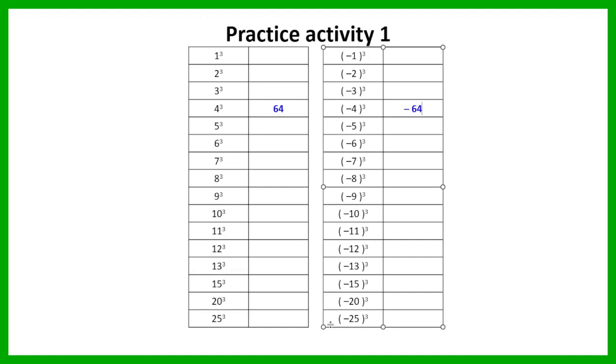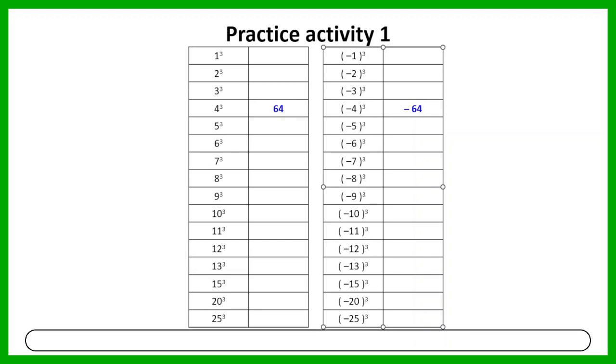So when we are cubing negative numbers, because for each of them, we are multiplying that negative 3 times, we're going to end up with a negative answer. Okay, so once you've worked this table out, this one should be nice and easy to do for you. Okay, so I'm going to give you 3 minutes to work on this. Now.